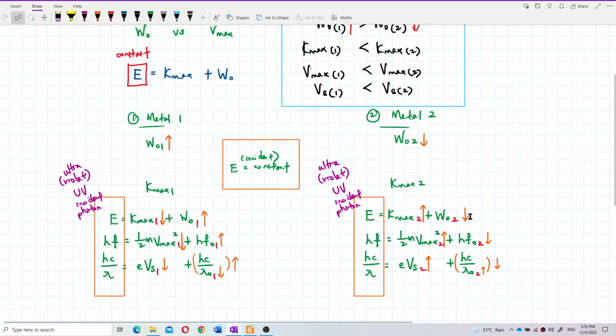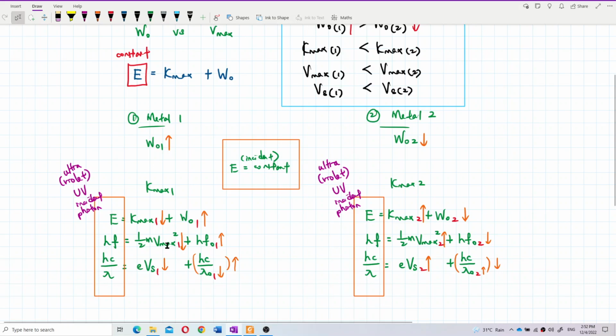For the photoelectron ejected from metal 2, the metal 2 has very low binding energy, very low work function. So the electron just uses up a little amount of energy to overcome the work function to release from the metal. So it still has a lot of remaining kinetic energy once it is ejected from the metal surface. Since it has very high kinetic energy, it still has very high speed. And then you need a high stopping potential to stop it.